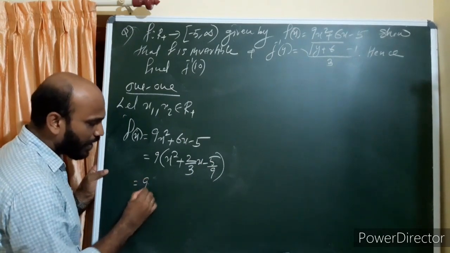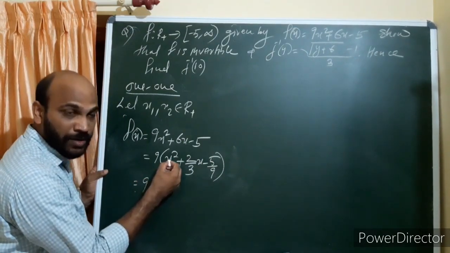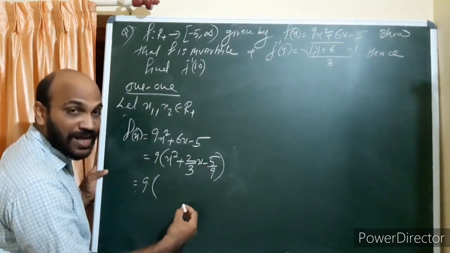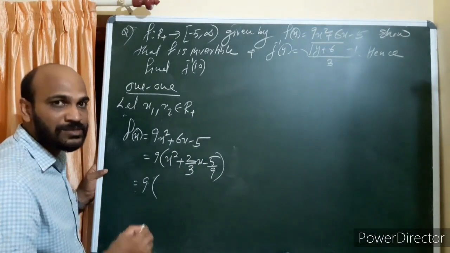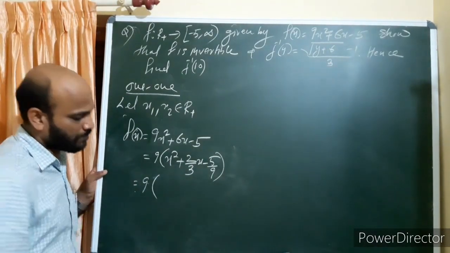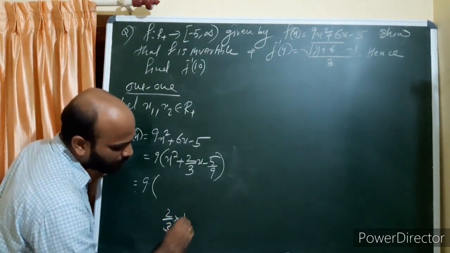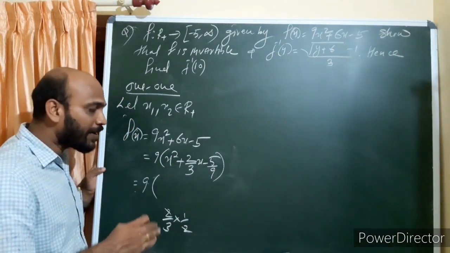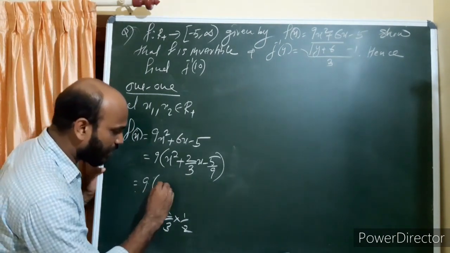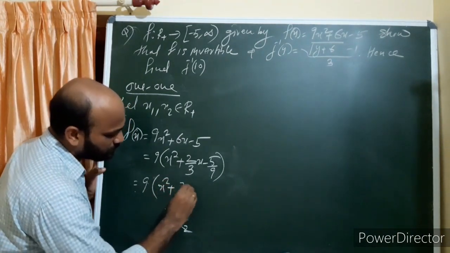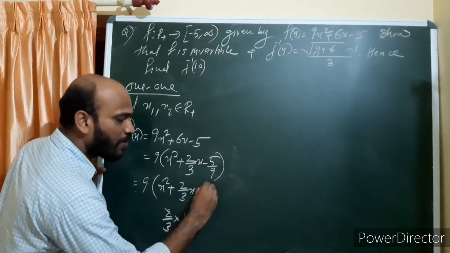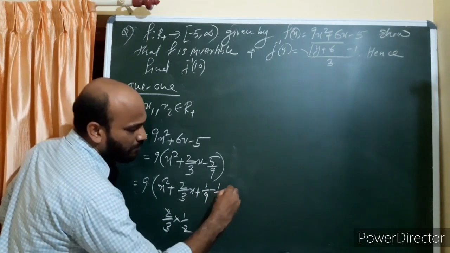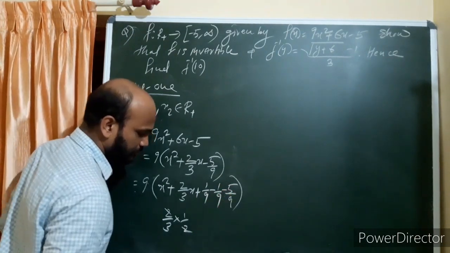It is equal to 9 into. Now the coefficient of x square becomes 1. Now you have to take the coefficient of x, that is 2 by 3. Its half you have to find. Half of 2 by 3 means 2 by 3 into 1 by 2, that is 1 by 3. Its square is 1 by 9. 1 by 9 you have to add and subtract. So 9 into x square plus 2 by 3x plus 1 by 9 you have to add, and 1 by 9 you have to subtract, minus 5 by 9.